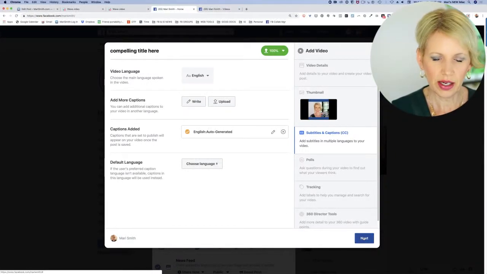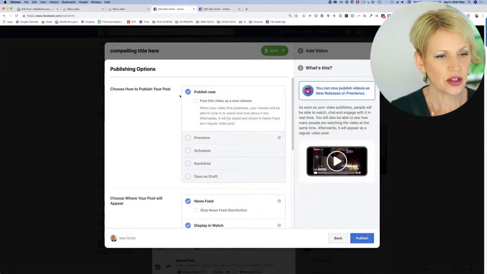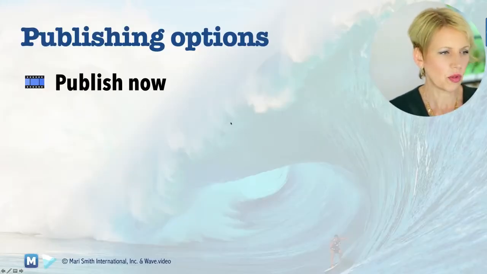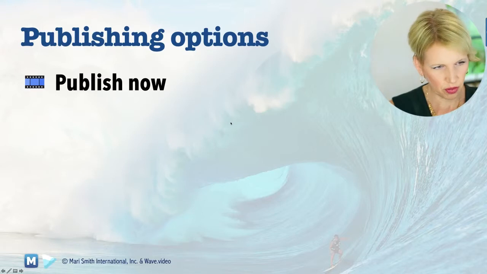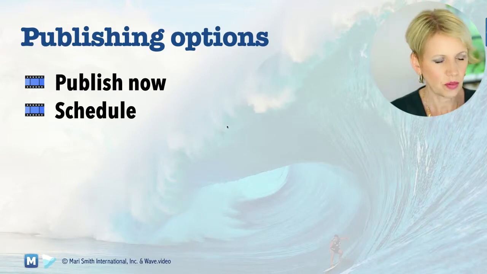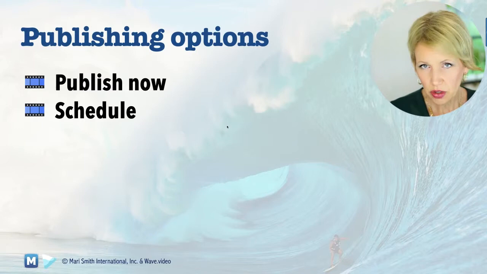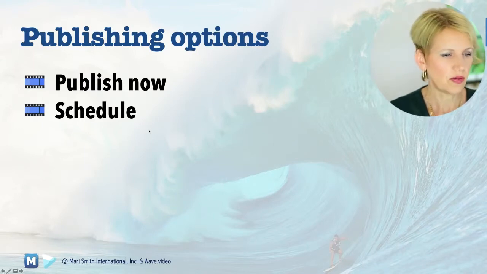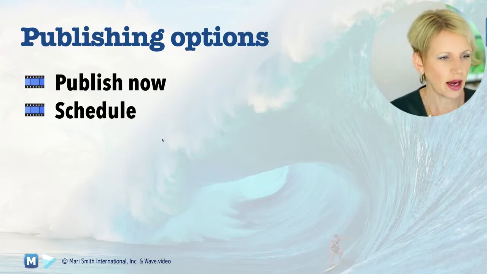So if I go next from here, these are your publishing options, and I'll go through them real quick on the slide. So there's Publish Now, which most folks are probably going to do. You upload the video natively, you just go Publish Now. Or let's say that you have a social media team and they're uploading and scheduling content for you to go out. That's totally fine. So scheduling just means it's going to publish on that date and time.